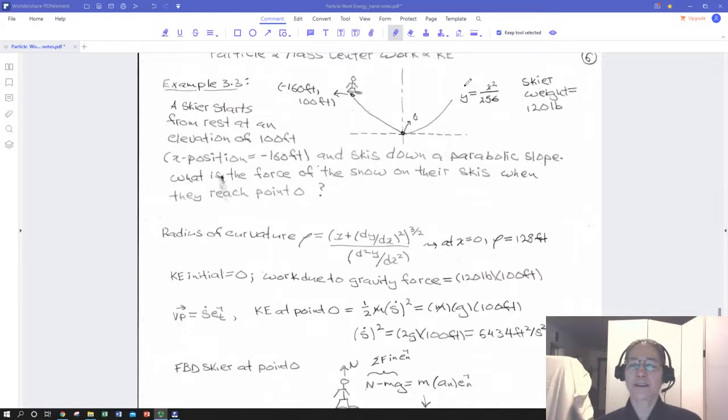For the second derivative, our y double prime: the first derivative is going to be 2 over 256 times x, so the second derivative will just be the constant 2 over 256. That'll go into the denominator, and we can evaluate this expression and end up getting, at x equals 0, a radius of curvature of 128 feet.